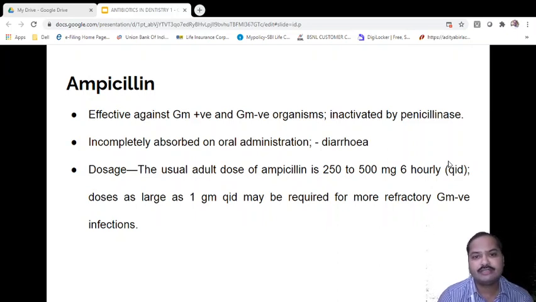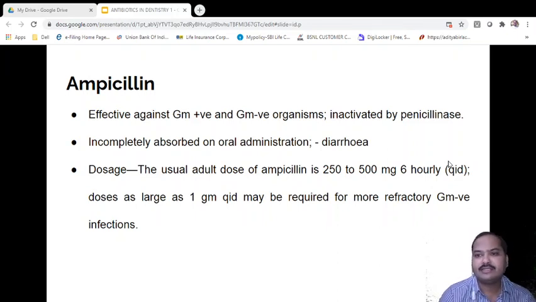The dosage which is given for this drug will be about 250 to 500 mg QID. As much as 1 gram QID may be required for more refractory gram-negative infections, means infections which are not responding to dosages less than 1 gram. Then we can go up to 1 gram, and high dosages of intramuscular and intravenous injections are used in the treatment of meningitis and bacterial endocarditis.